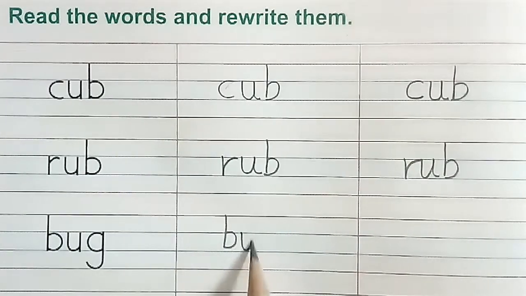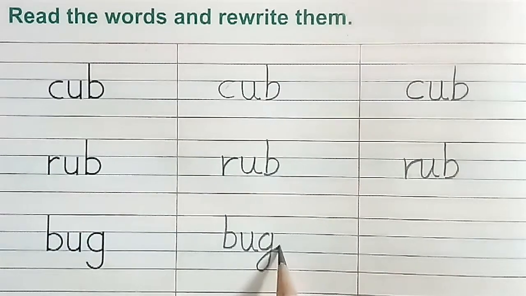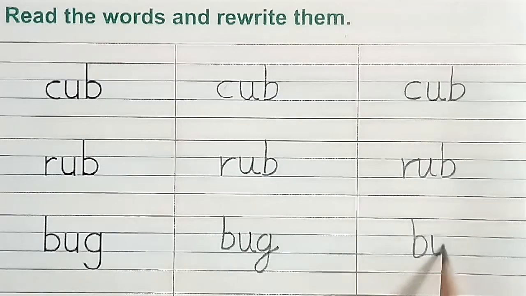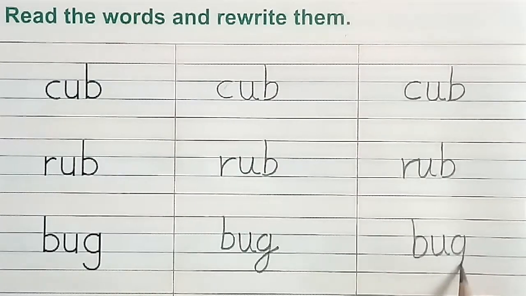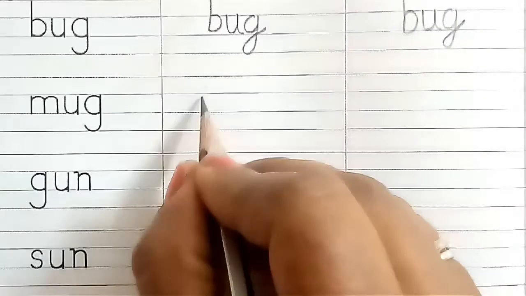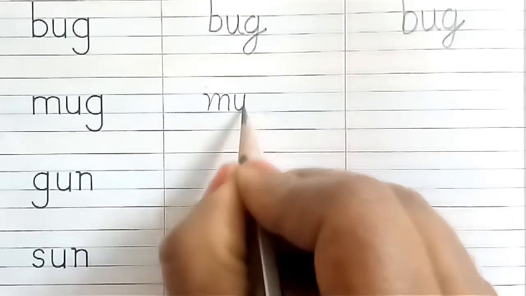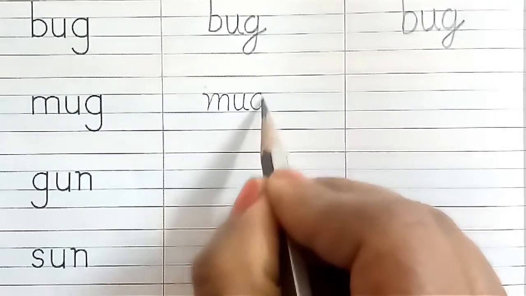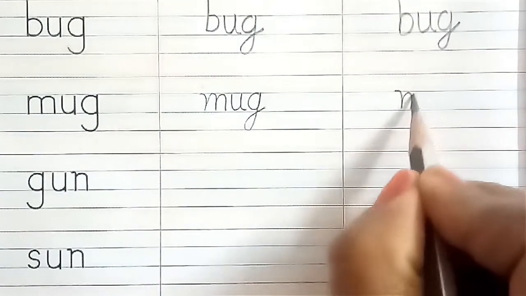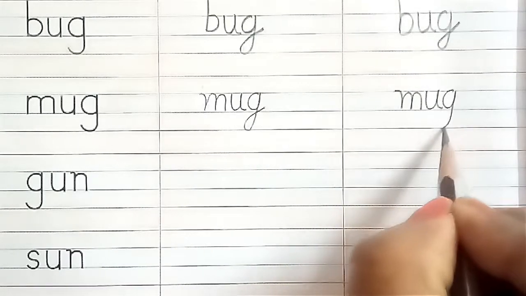B, U, G, bug. B, A, G, bug. M, U, G, mug. M, A, G, mug.